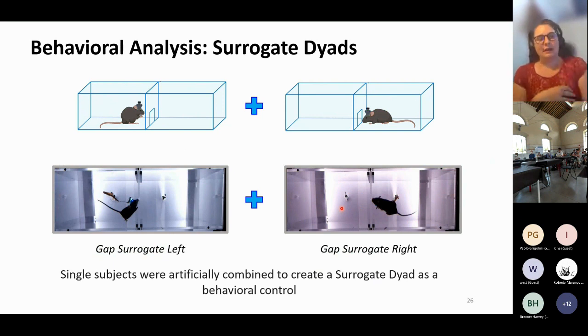And the second behavioral category is the surrogate dyad. Since in our experimental paradigm the social session was preceded by 2 preliminary sessions where the subjects are alone, we decided to use these recordings to generate a surrogate dyad as a behavioral control. In these recordings, the behavior of the single subject was segmented, selecting the moments in which the subject goes to the gap and the other side of the chamber is empty. And subsequently, the sessions of the individual subjects were artificially combined to simulate the interacting dyads.